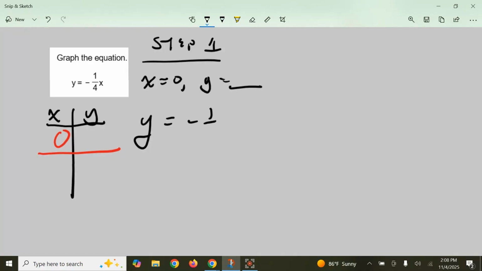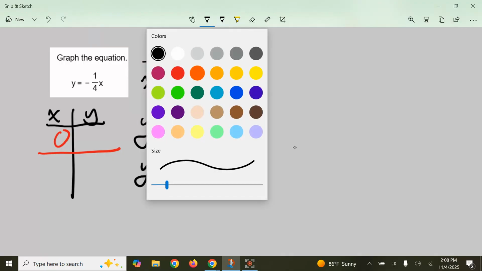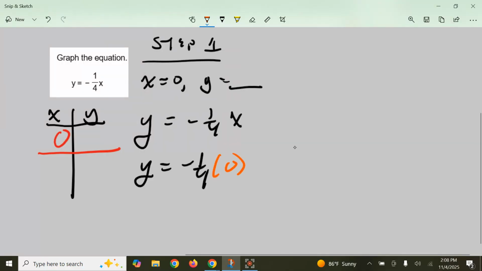So y equals negative 1/4 x. Now, where that x used to be, my friends, we're going to put the number 0. Now, y'all, anytime we multiply by 0, boom, we get 0. So that's why it's one of my favorite numbers to plug in, because it's usually a little bit easier. Alrighty, let's try step number 2.